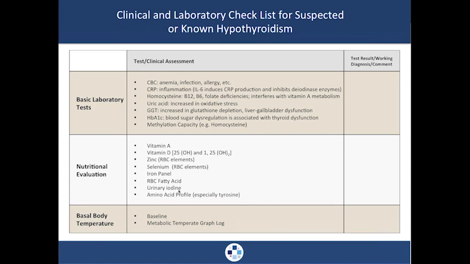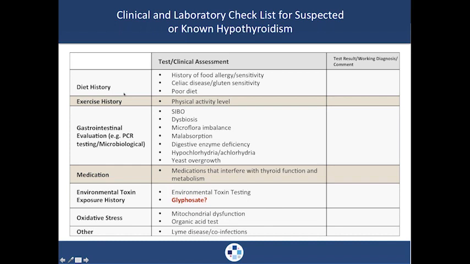A basal body temperature, if you're not familiar with it, get familiar with it. You can use that. It's a wonderful tool, using a metabolic temperature graph, getting a baseline on your patient, and you can use this over here for a checklist. Here, diet history, certainly. You want to check for any food allergy sensitivities. Check for celiac disease, gluten sensitivity. Again, just to recap, celiac disease and even gluten sensitivity may irritate those cells in the gut that are the Th17 cells that are known for organ specific damage, including autoimmune thyroiditis.